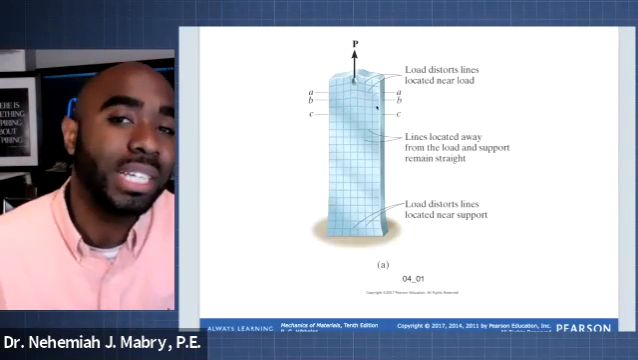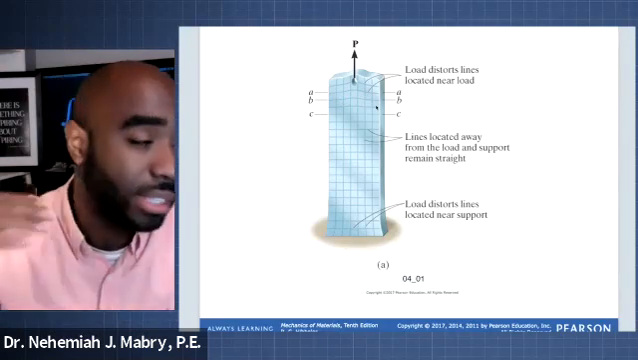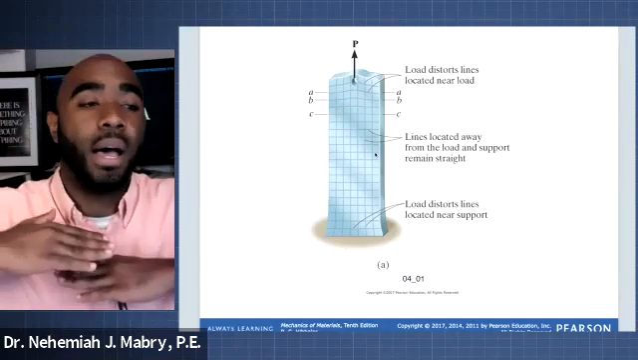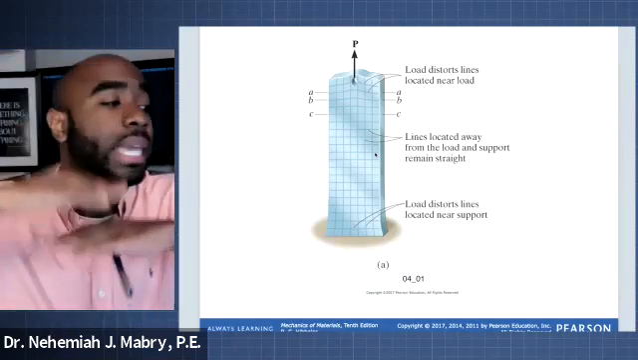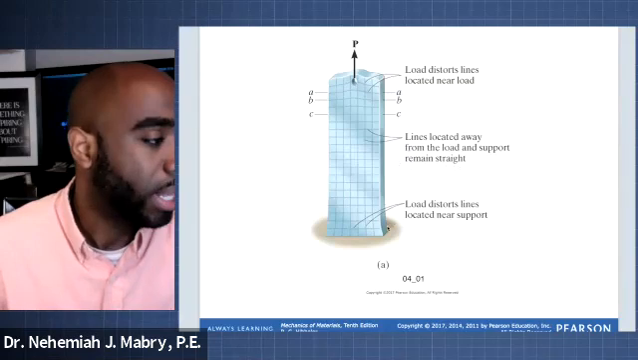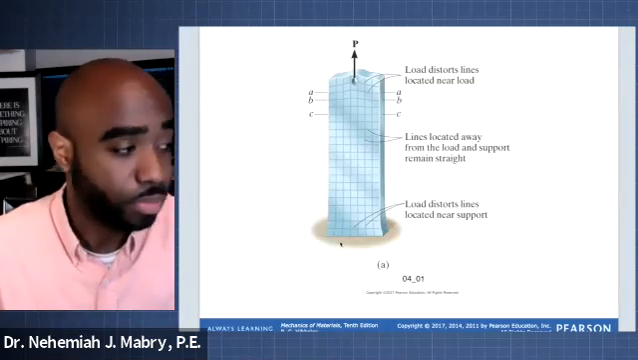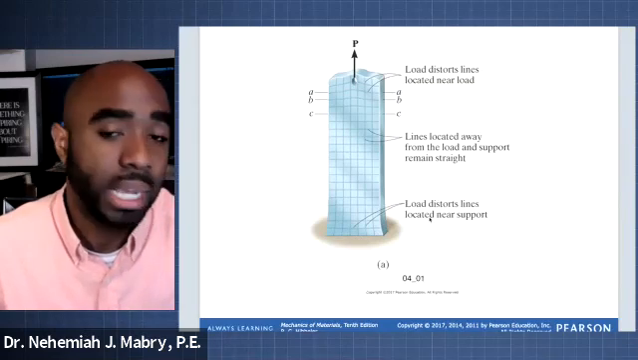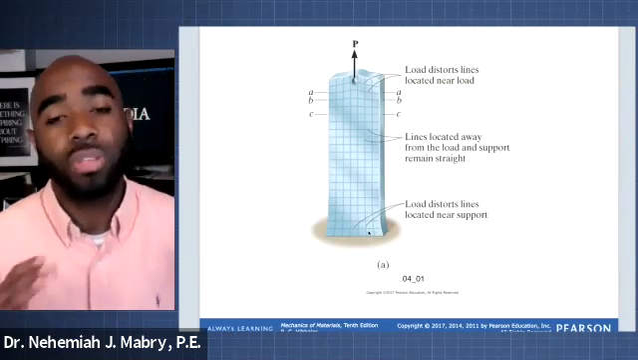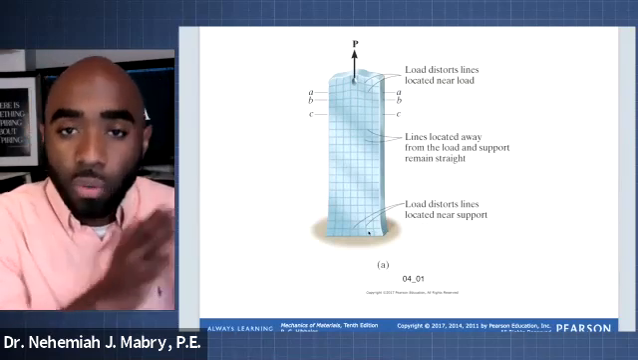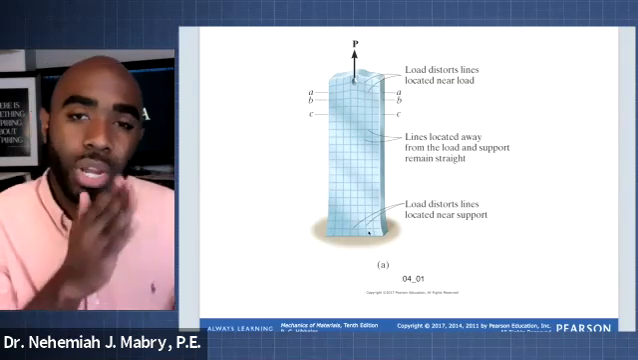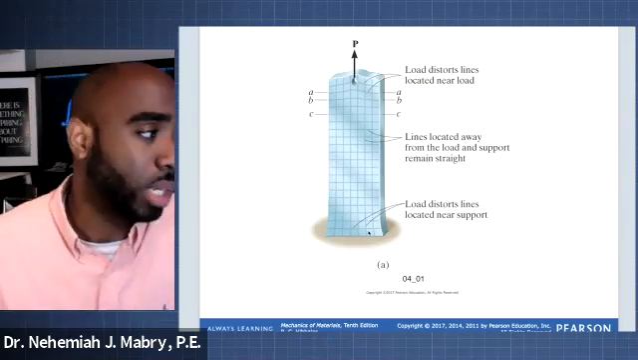At some distance away from the load, these lines no longer distort, and they deform equally along the length. So lines located away from the load support remain straight. Then towards the end, when there is a fixed end, the load begins to distort the lines once again as they're located near the support. So there is a uniform displacement that we can think about, and also a localized displacement that changes depending on where you are in relation to where the load is applied.